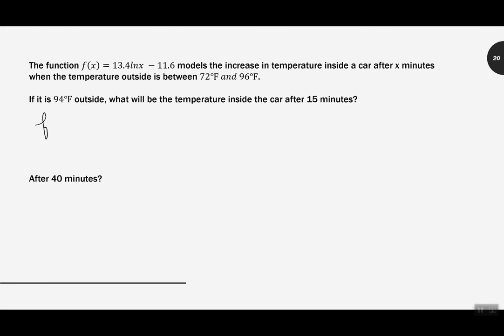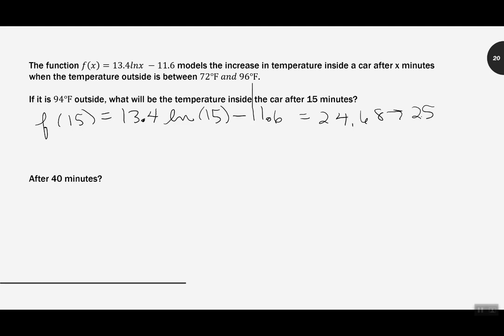All right, so we're going to say this is f of 15. This will be 13.4 times the natural log of 15 minus 11.6. So 13.4 is from the function. The 15 is how many minutes later we're looking at what's happening. So let's put that in our calculator. 13.4 times the natural log of 15. Make sure you close that parenthesis and then say minus 11.6. And this gives us 24.68. Okay, let's go ahead and just make that 25.